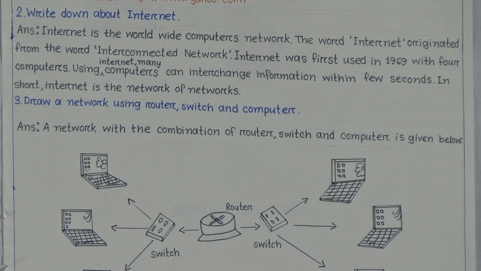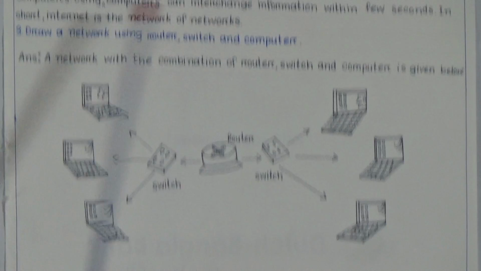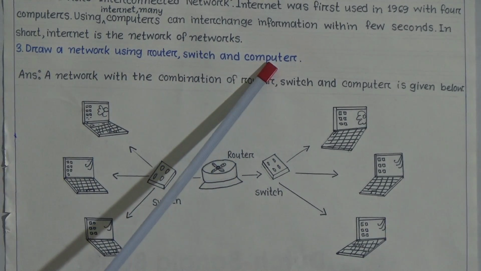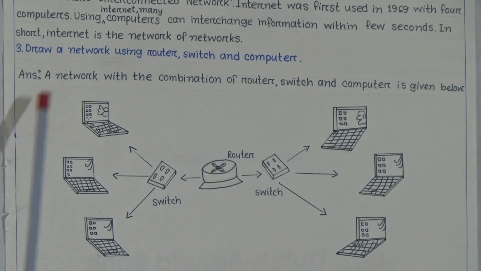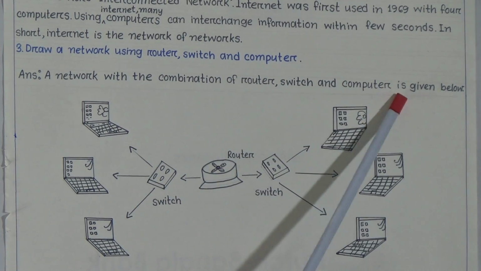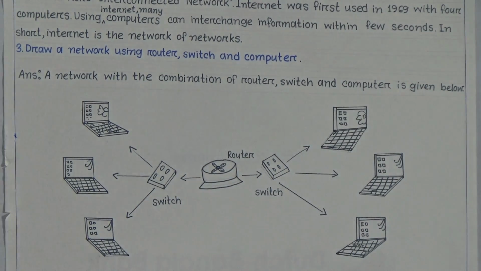Now we'll discuss question number 3 and the question is, draw a network using router, switch and computer. Students, the answer is a network with the combination of router, switch and computer, given below. I'm not good at drawing, but I tried my level best to draw this and I hope you can understand.